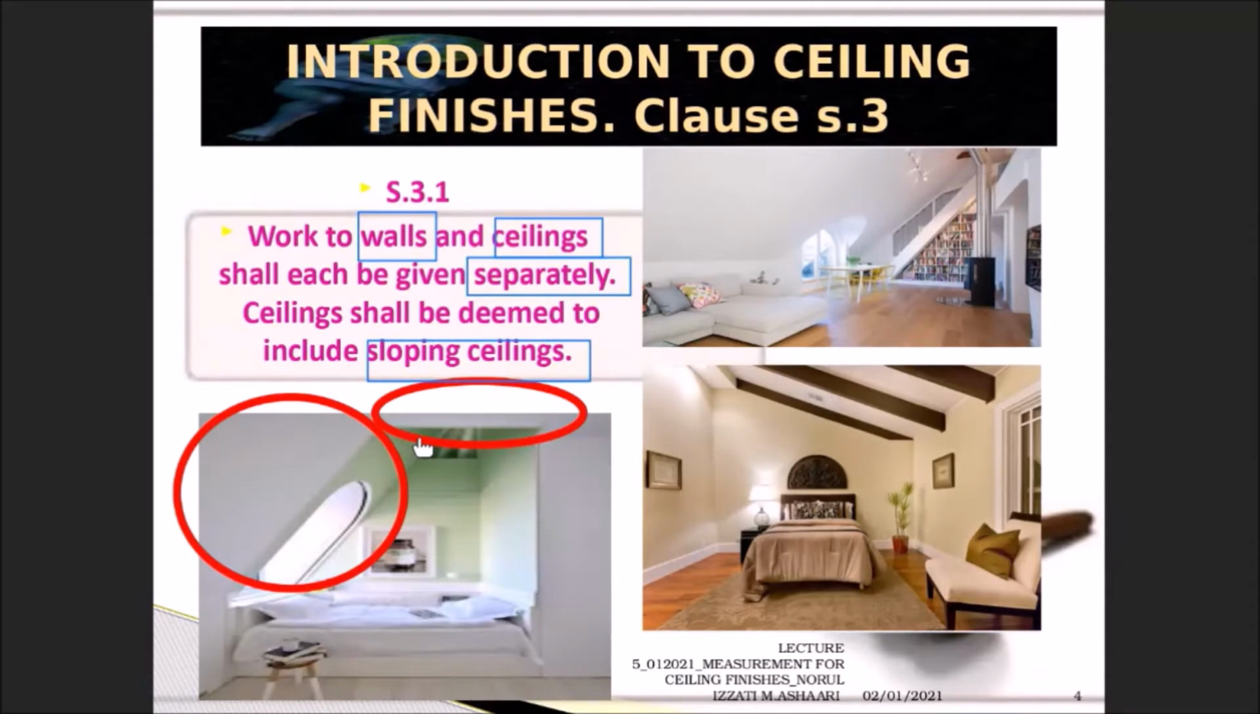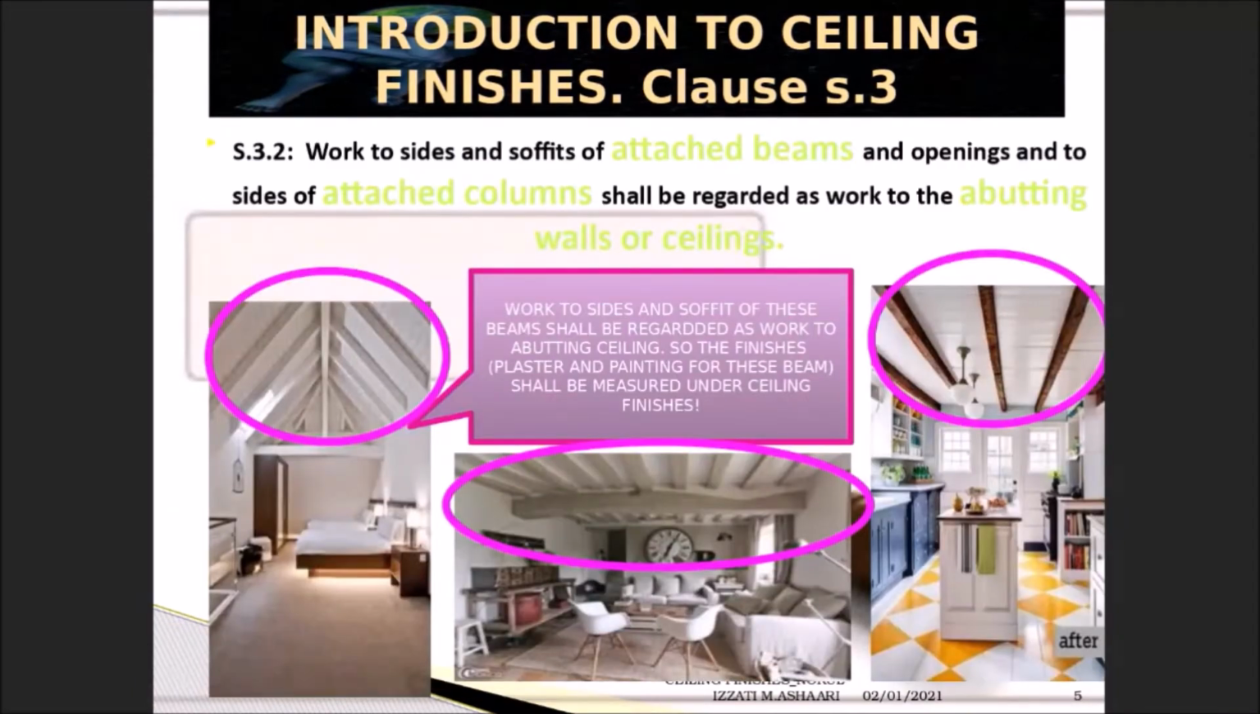If you see the words sloping ceiling shall be measured separately, it means there are two different items that need to be measured. But number 1 and number 2, how many items to be measured? There is only one. That is the meaning of shall be deemed to be included in sloping ceiling. Can you refer to S.3.2?